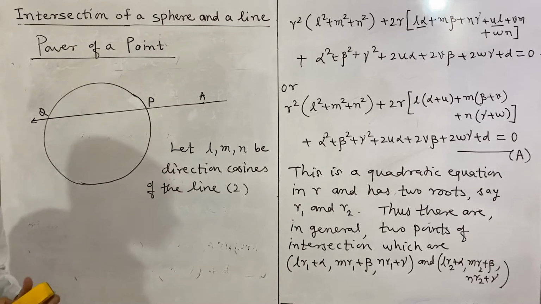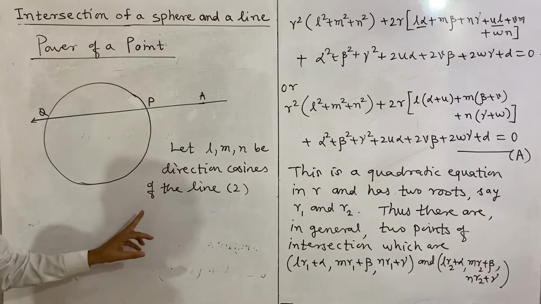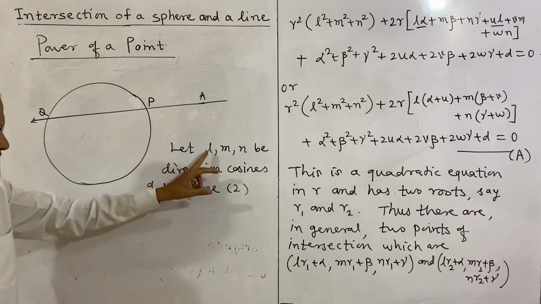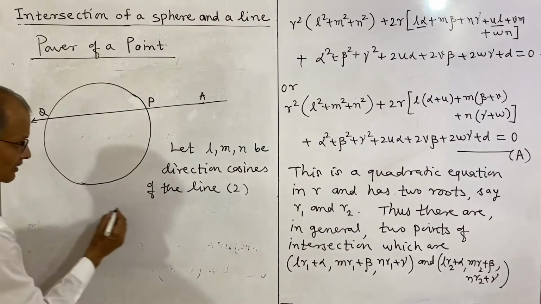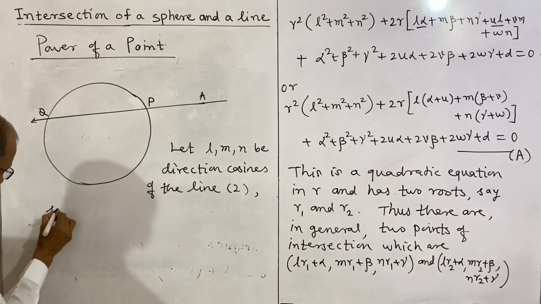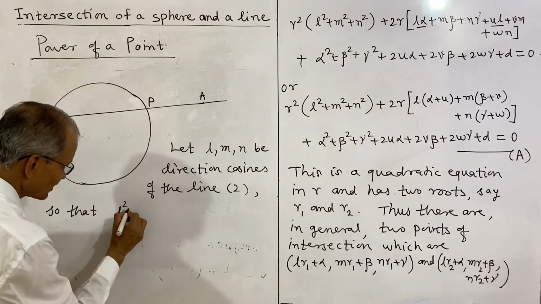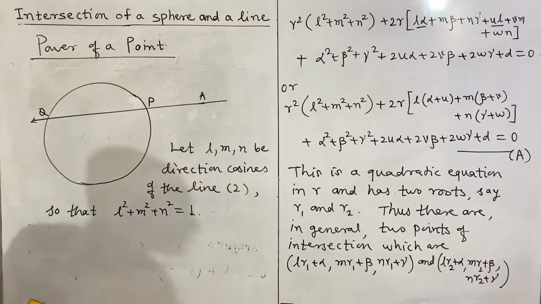What was the line 2? (x minus alpha) divided by l is equal to (y minus beta) divided by m is equal to (z minus gamma) divided by n. That is the line. In that line, l, m, n are the DCs. Then these are the DCs. So if these are the actual direction cosines, what is the relation? l square plus m square plus n square is exactly equal to 1.